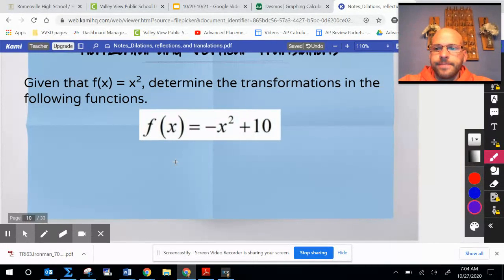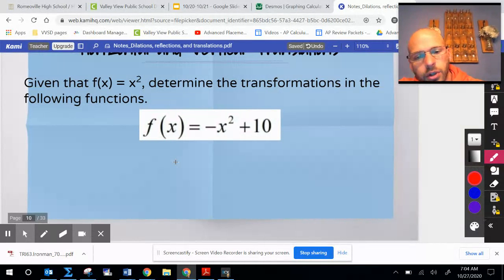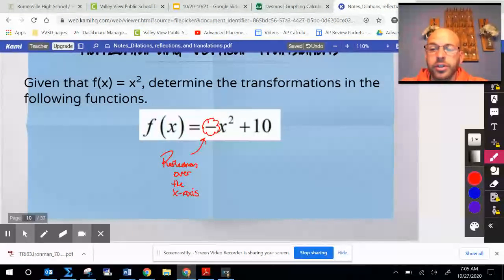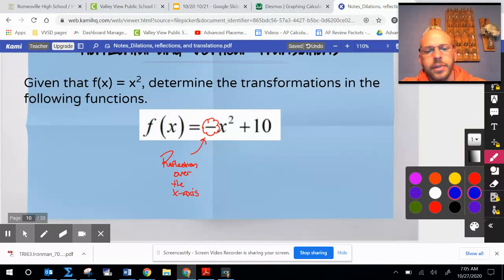All right, so let's try to do it again. So let's see what we've learned. So same idea. If there's a negative out front of your x squared, that is going to be a reflection over the x-axis. Okay, always. We got to make sure we write it all too. You can't just write reflection. There's different types of reflections that we'll learn later on. Okay, so it's got to be a reflection over the x-axis.